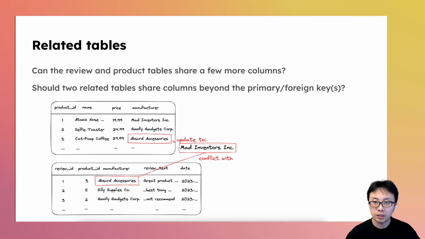That said, given two related tables, they should share the primary/foreign key. If the primary/foreign key is a single column, then the two tables should share that column. If the primary/foreign key is composed of one or more columns, then the two tables should share those columns. However, they shouldn't share any other columns beyond the primary/foreign key.